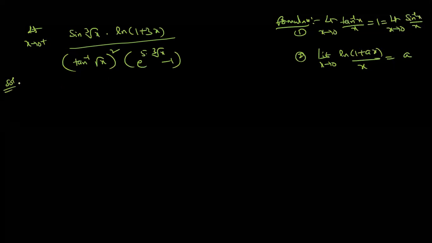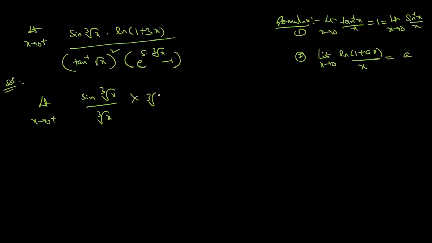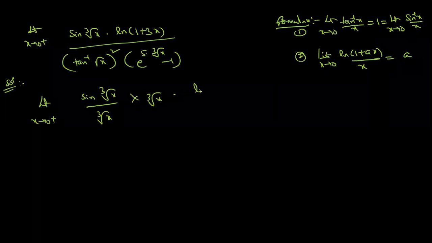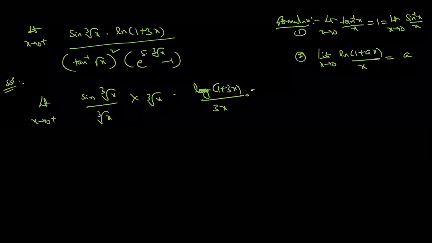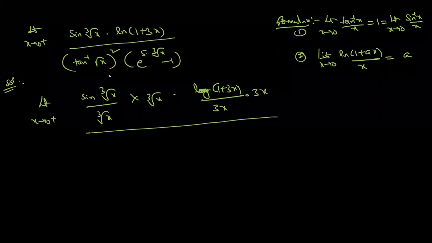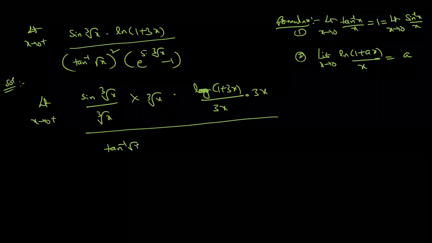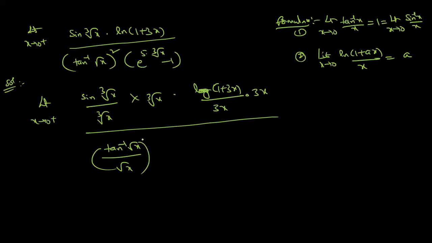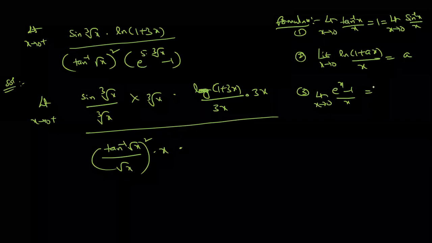See solution. How to solve? See carefully, limit x tends to 0 plus, sin of cube root of x by cube root of x, and multiply and divide this one. Fine. Logarithm of (1 + 3x) by 3x into 3x, whole divided by tan inverse of root x by root x whole square. Multiply and divide with x. Root x whole square means x. Both are cancelled. And the third one, e^x minus 1 by x, limit x tends to 0. What is the answer? This is also 1.